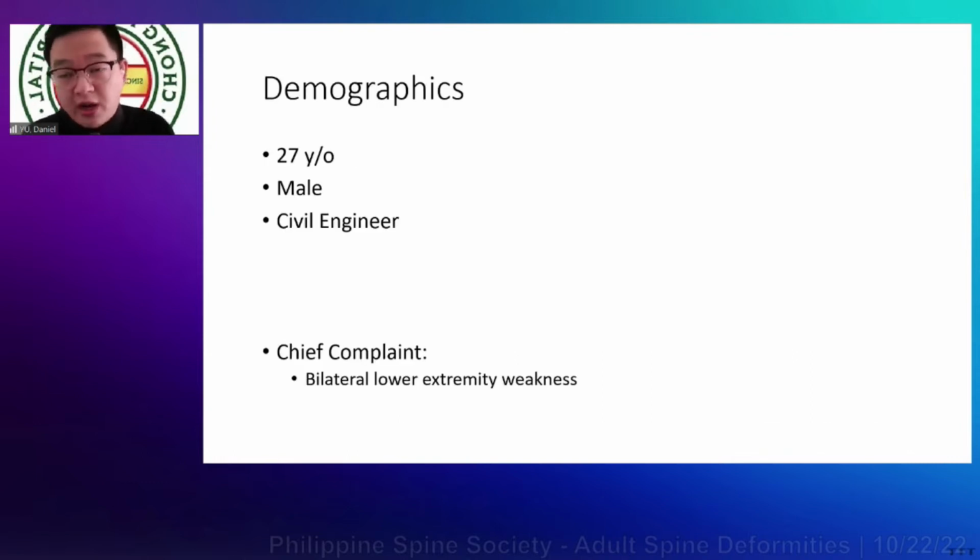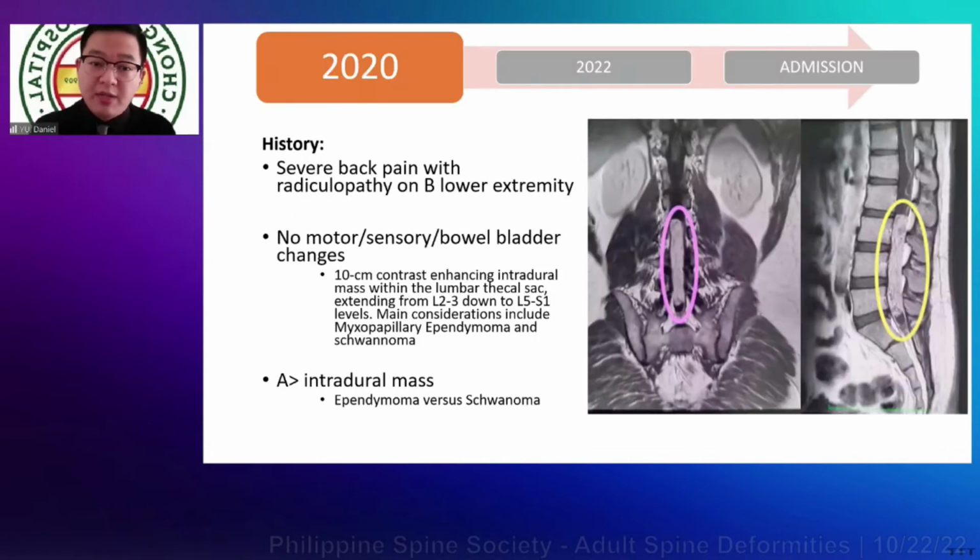With this, we go to our case. We have a 27-year-old male civil engineer who came with a chief complaint of bilateral lower extremity weakness. The history actually started two years prior, in 2020, initially presenting with severe low back pain with radiculopathy on the bilateral lower extremity. The patient had no motor, sensory, or bowel and bladder problem.